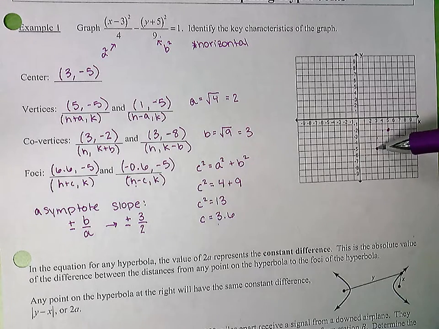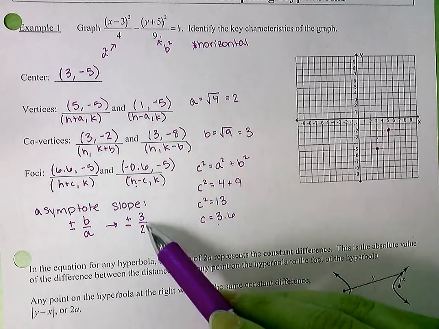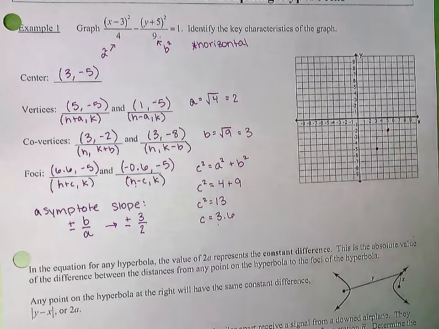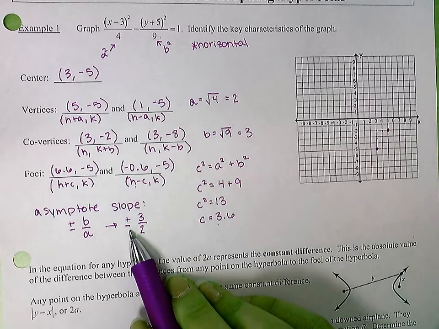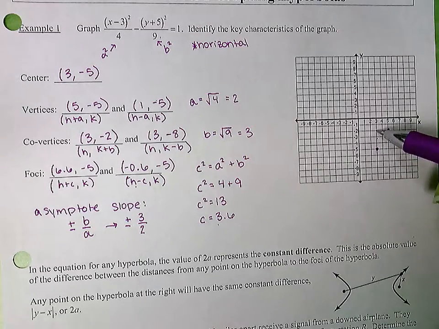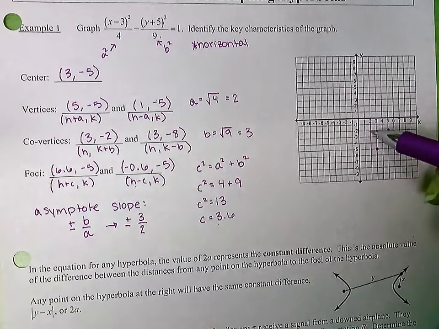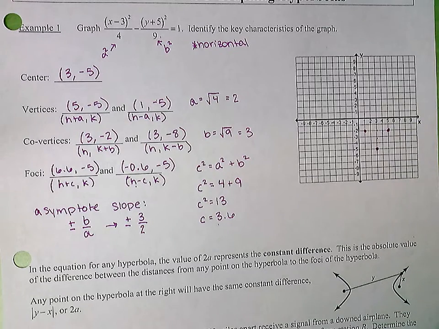Okay, so I went from my center, I used this slope, went up 3 over 2. I'm going to do the same thing, but I'm going to make it negative this time because this is plus or minus. So I'm still going to go up 3, but instead of going right 2, I'm going to go left 2. Okay, so you should see this kind of triangle here.